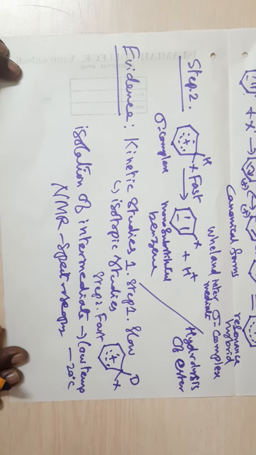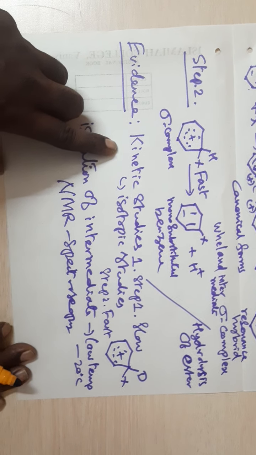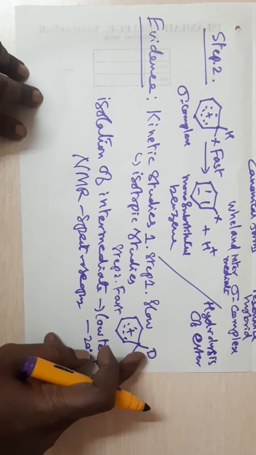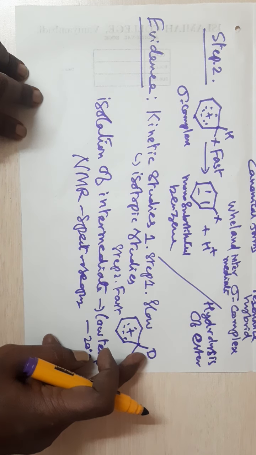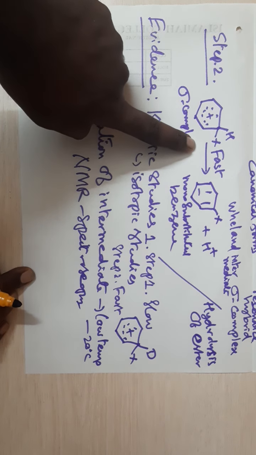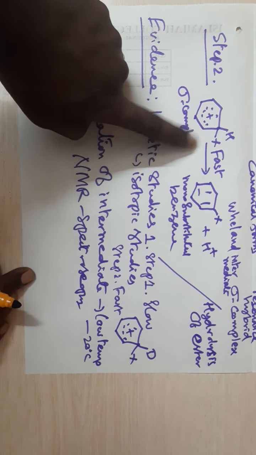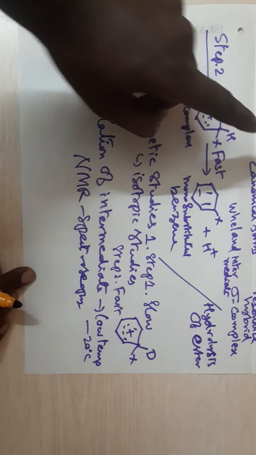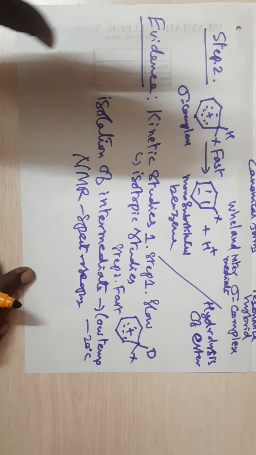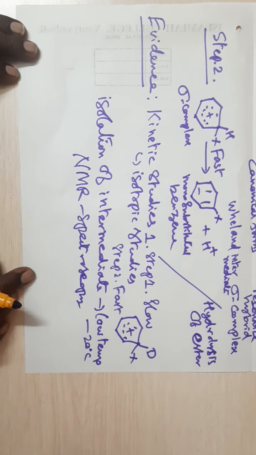What is the evidence for this? Evidence comes from the kinetic studies. According to kinetic studies, if the hydrogen is replaced by deuterium, there would be a change in the rate of the reaction if the second step were the slow step. There is no change in the rate of the reaction. That is clear evidence that the second step is the fast step and step 1 is the slow step. So we can say that the mechanism takes place in two steps based on the kinetic studies.